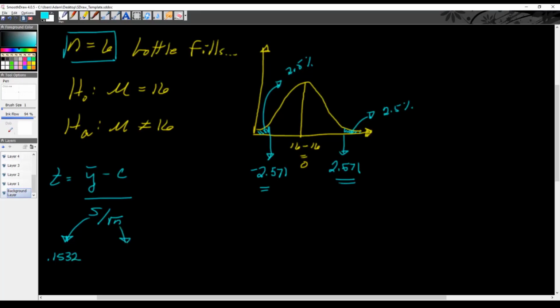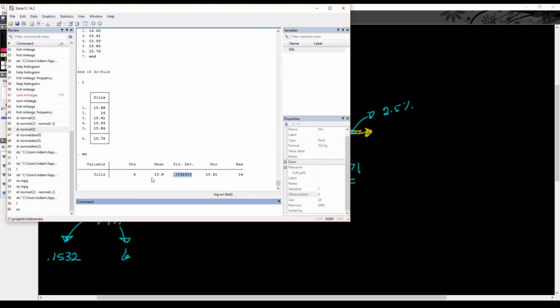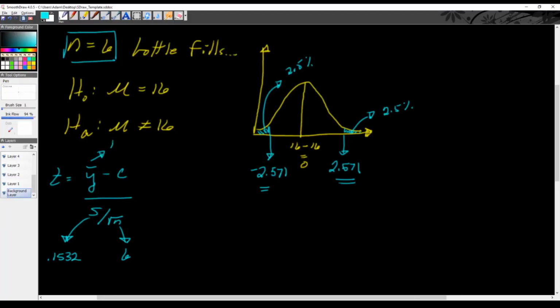We know that n is equal to 6. We know that y bar is equal to 15.8, and we are assuming 16. So let's solve for this t. The t is 15.8... And again, basically what we're doing is subtracting out the temporarily assumed hypothesized mean and dividing by the standard error. So we're going to see how many standard errors our sample statistic is from this temporarily assumed value.